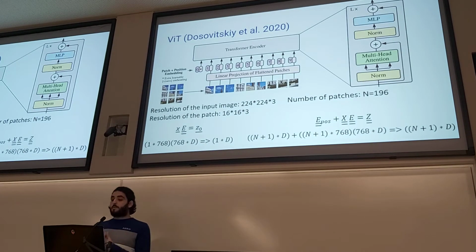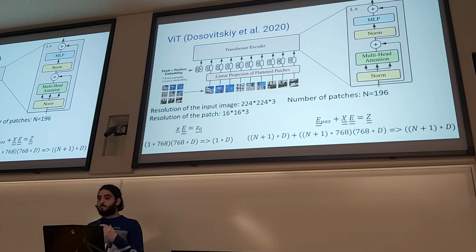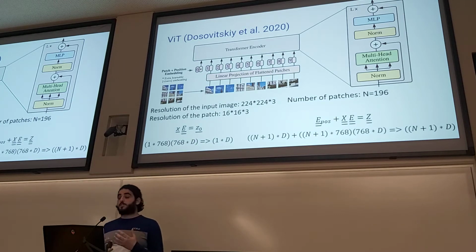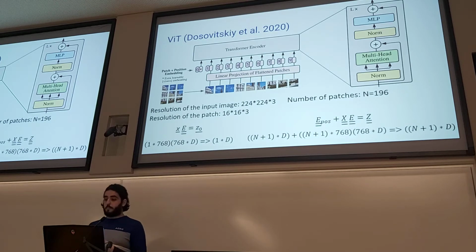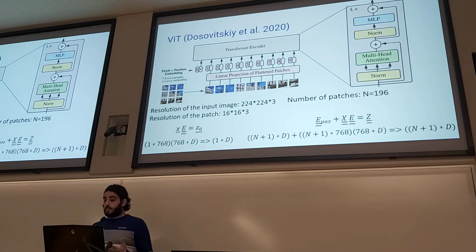Now, the original paper takes an RGB image and hard splits it into 16 by 16 by 3 patches. Each patch will be flattened and mapped to a constant latent vector Z through a trainable projection, the embedding matrix E. These flattened vectors relative to each patch will form the input sequence, and they will be packed together to form the input matrix X.